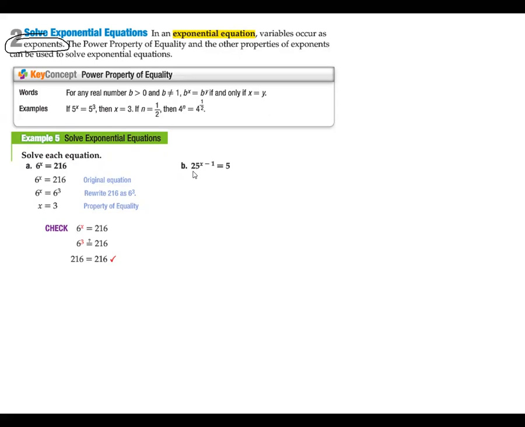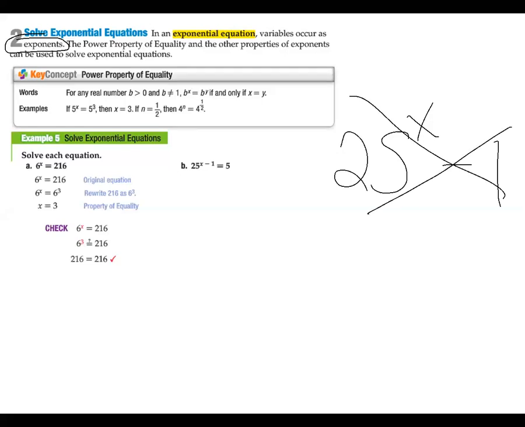In this one, I have 25 to the power of x minus 1 equals 5. Now that's 25 to the x minus 1 power, not 25 to the x, minus 1. The x minus 1 is the whole entire exponent, and you're allowed to do that in exponents. Okay, but notice the bases aren't the same. This side has 25 as the base, this side has 5.